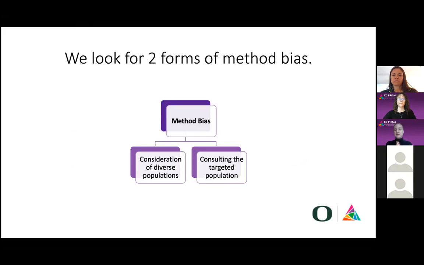For method bias, we consider 2 forms of it. And what we look for is the measurement developer's description of who they were considering when they developed the measure, whether they were thinking about diverse populations or whether they specifically defined a targeted population that the measure is aimed at, and what their process was as they were developing it in terms of considering these different populations.